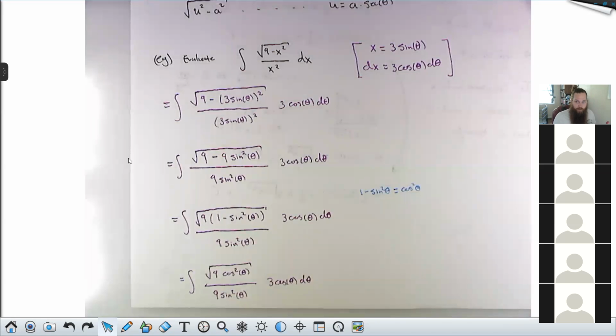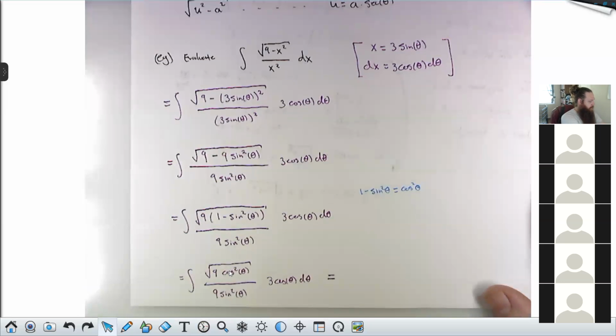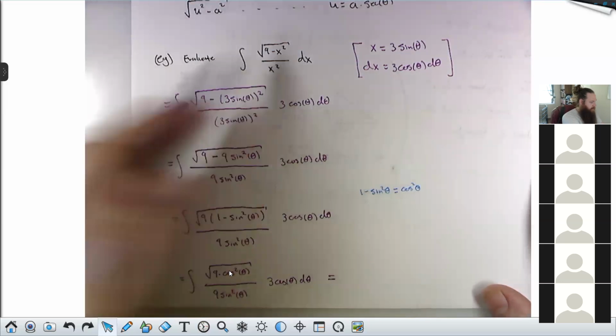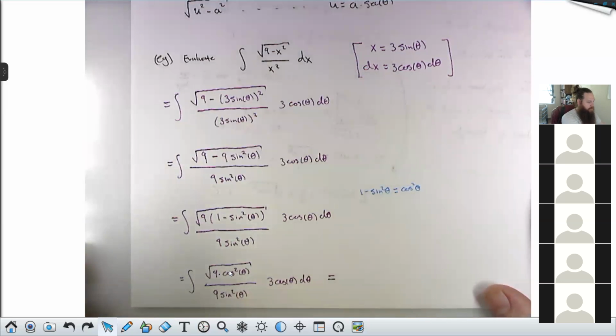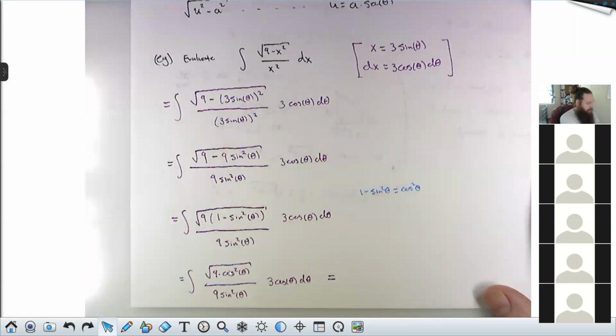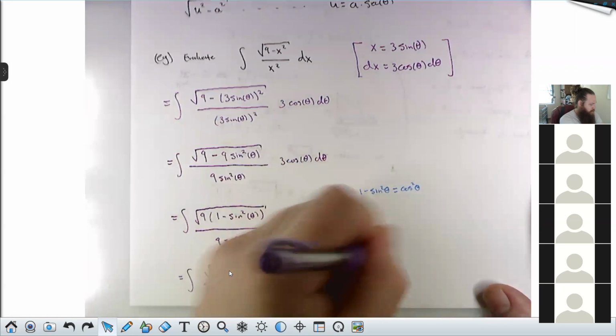Now, upstairs, due to this identity, we no longer have any addition or subtraction under the square root. So I can take the square root of the top now. This is what's so magical about Trig Sub. That addition and subtraction that was up here, was in here. Now it's just multiplication. So you can take the square root of 2 things multiplied together individually. That's fine. Square root of 9 is 3. Square root of cos squared is cos.